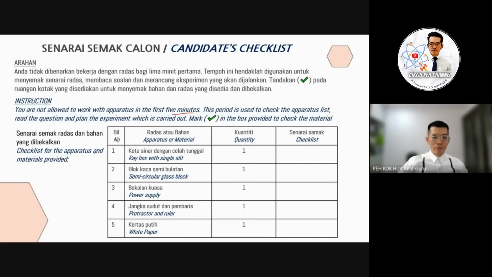The checklist for the apparatus and material provided will be these 5. Firstly, a ray box with single slit, a semi-circular glass block, a power supply, a protractor and a ruler together with white paper, each with 1 quantity. If you check all the apparatus is functioning well, you may tick the checklist, and immediately you have to go and read the question. You have only 5 minutes to read the question and check the apparatus.